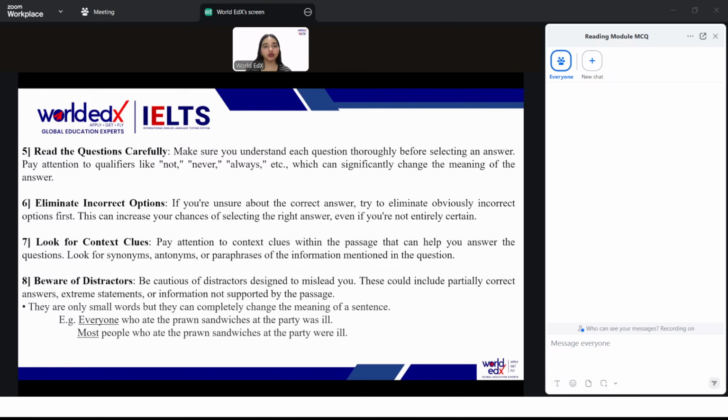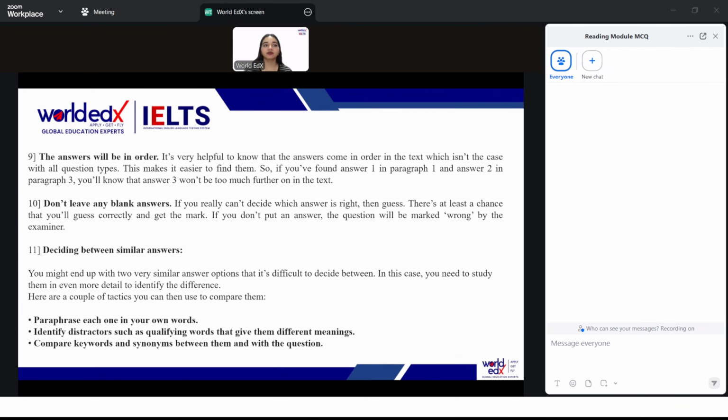So it's very important for you to be aware of these kinds of words, because they have the power to change the entire trajectory of your answers. So while reading, read carefully, see what words are used, what they mean in general, and this way you will be able to find the answer.